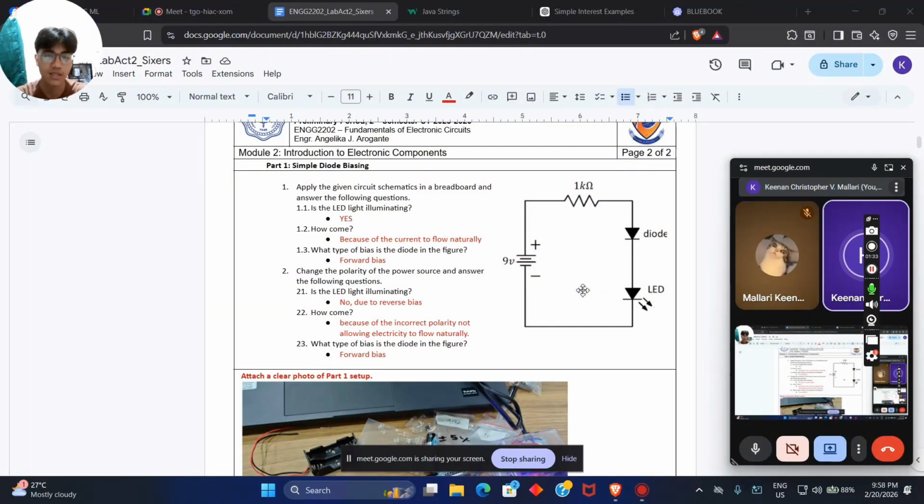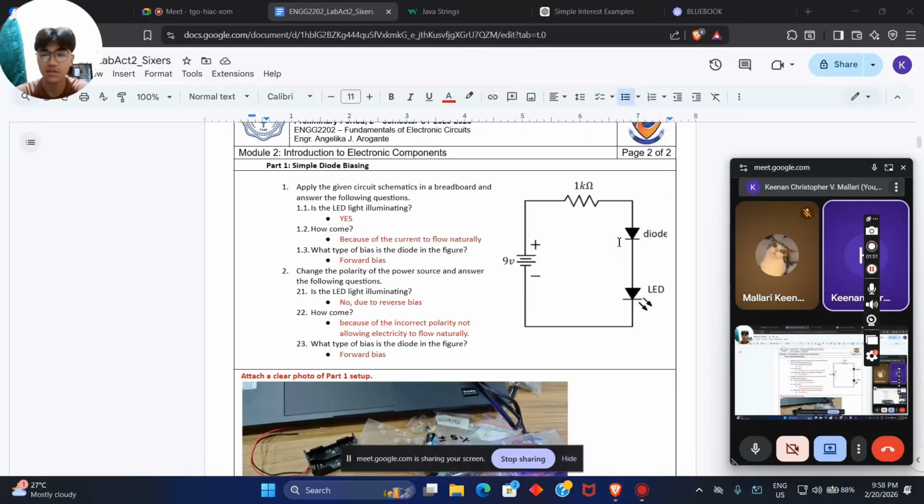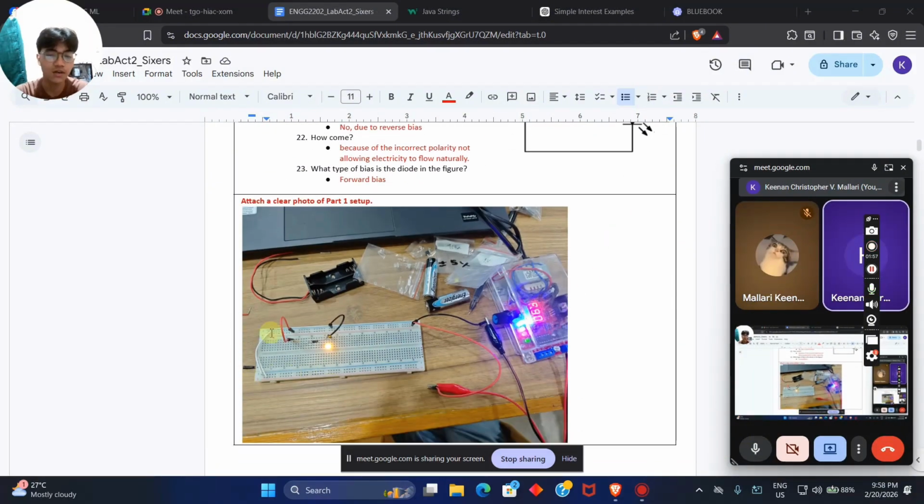Apply the given circuit schematics in a breadboard and answer the following questions. 1.1, is the LED light illuminating? Yes, it is illuminating because the natural flow of electricity isn't being interrupted by any components. Number 2, how come? As I've explained, current is moving freely on this circuit, allowing proper components to run. And I think that's called forward bias.